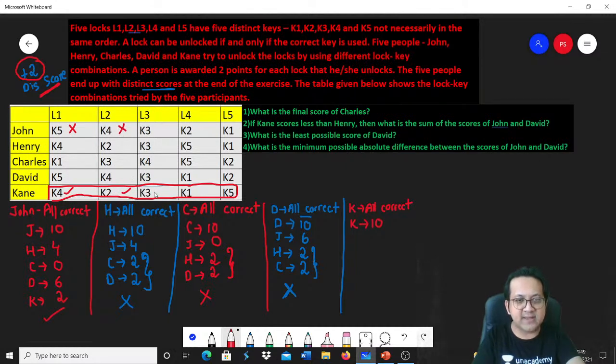Wrong. Correct one is K3. John also uses K3. Correct. Correct one is K1. John uses K2. Wrong. Correct one is K5. John uses K1. Is wrong. So John got 1 correct.